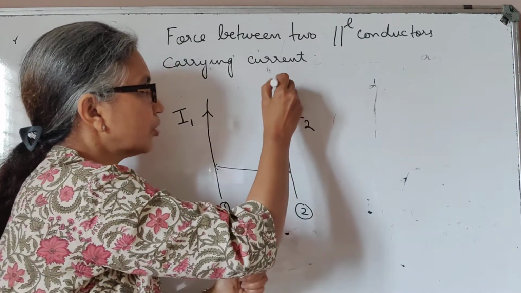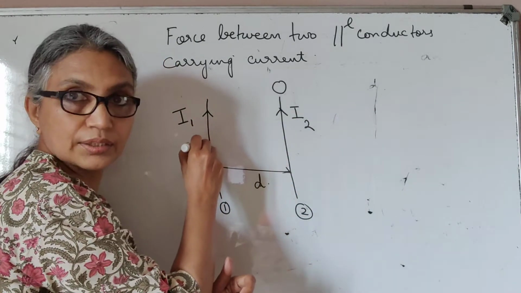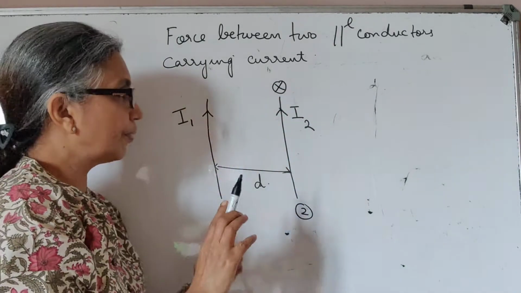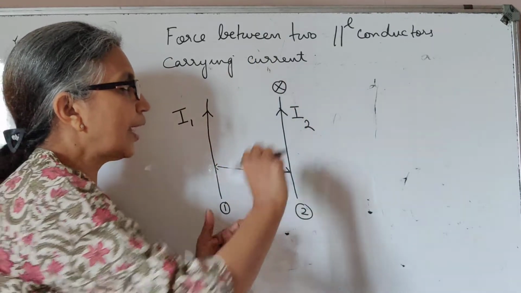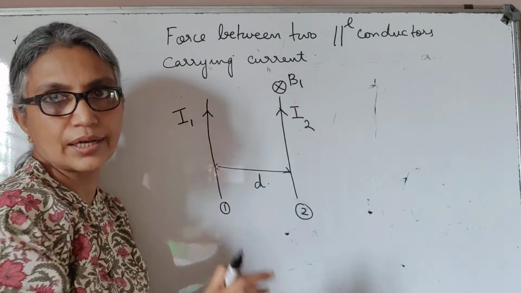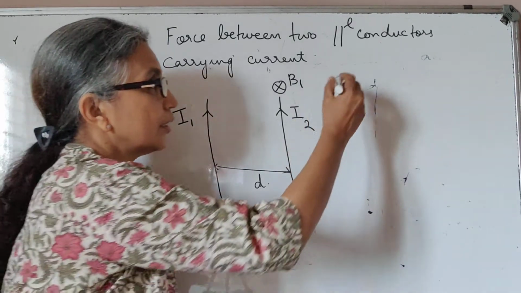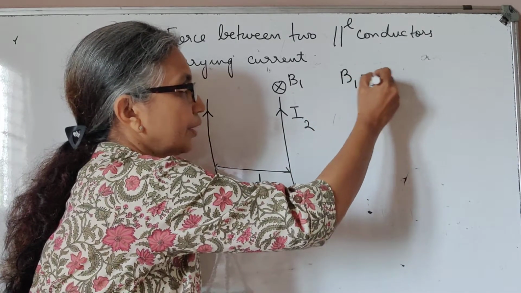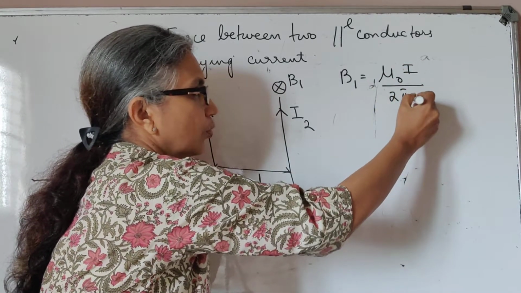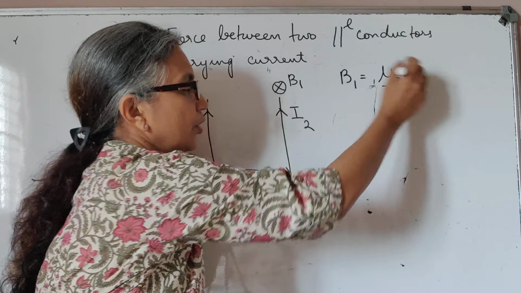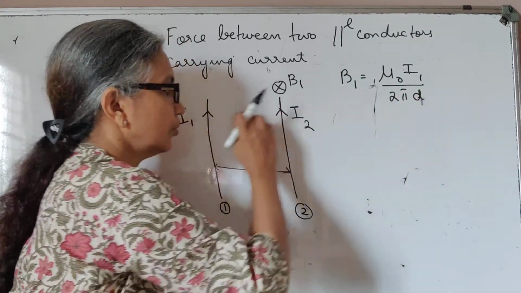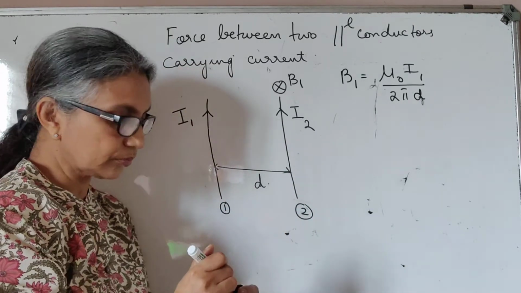So here, because of this conductor carrying current, there is a magnetic field which I'll show you like this, because you see it's going in. That magnetic field I will call B1 because it is due to the current I1 in conductor 1, and by Ampere's circuital law that is mu 0 I by 2 pi r, where this I is I1 because of this current, and it is at a distance d.